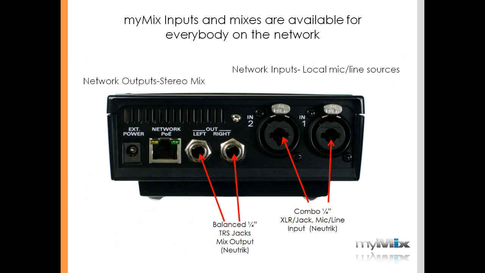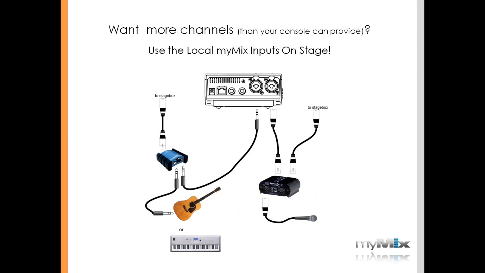Another unique feature of myMix that comes in very handy are the local network inputs on each and every mixer. These 2 inputs can take microphone or line level sources, and these channels become available for each and everybody on the network. So if you want to use more channels in your personal monitor mixing system, just think about all the DI boxes with line level signals where you just take the link through with a 1/4-inch cable directly into the next myMix. And if you plan to use a microphone signal, you just use a split box to share the signal between the console and the myMix.